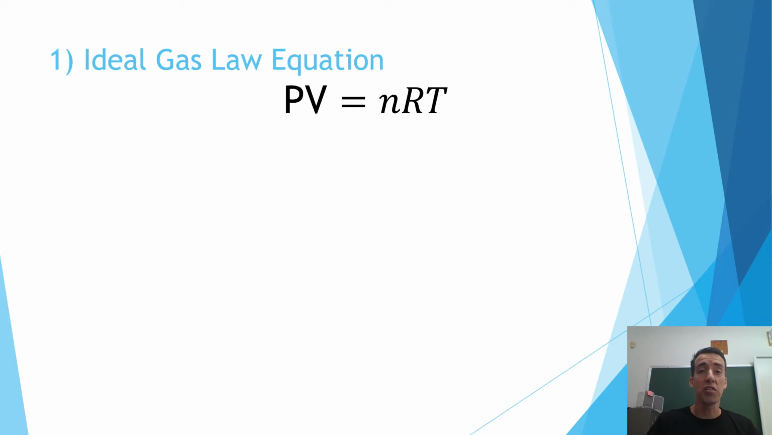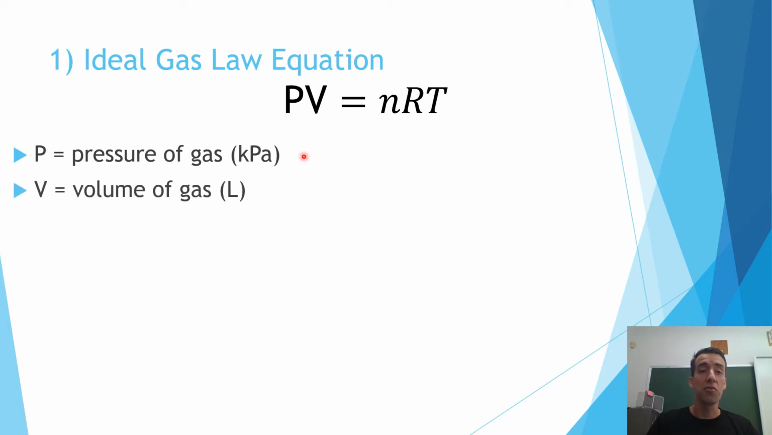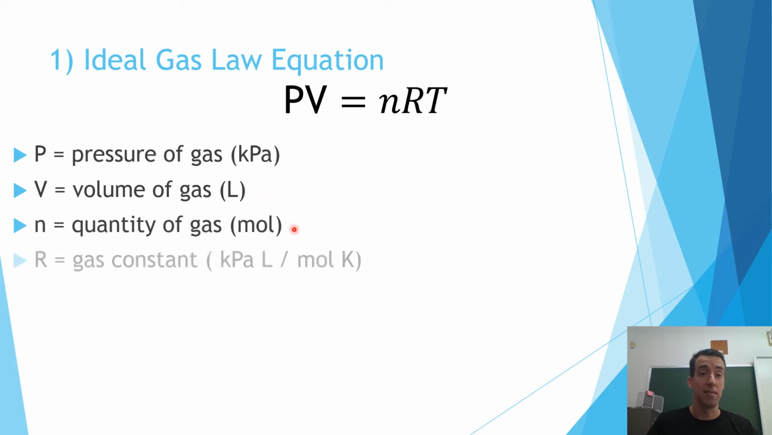So the equation we're going to use for the ideal gas law is PV = nRT. Pressure multiplied by volume equals the number of moles multiplied by the gas constant R multiplied by the temperature. So P is your pressure, always in kilopascals. V is your volume in liters. n is the quantity of gas, which must be in moles.